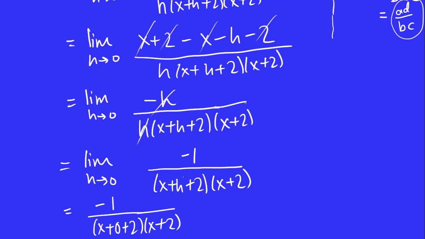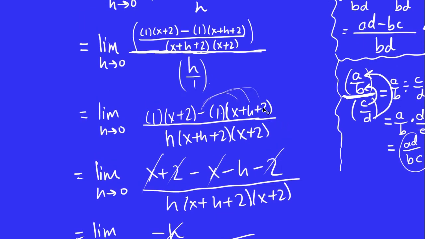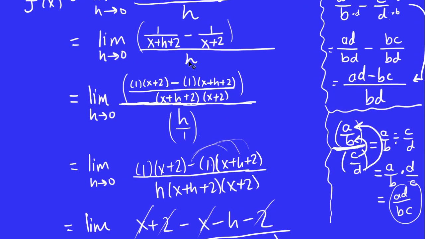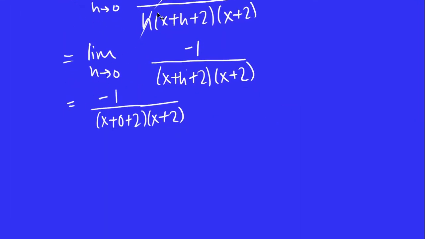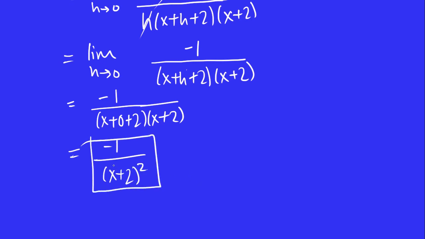Notice I couldn't do that on the previous steps. For example, right here, I have h in the bottom, and the same with here and here. If I put 0 in there, the entire bottom would become 0, and I'd have an undefined expression. But finally, after I have this nice h canceling, I am allowed to put in 0 for h, and we arrive at a good answer. So this is x plus 2, and there's another x plus 2 here, so this is x plus 2 squared. And there it is. The derivative of the original function is equal to negative 1 over x plus 2 squared.